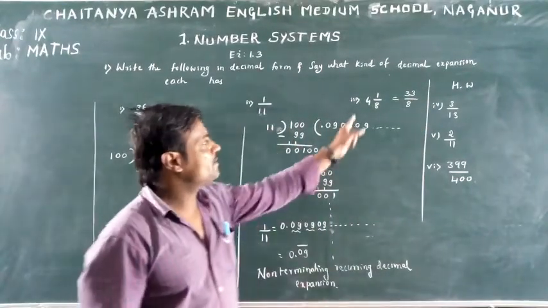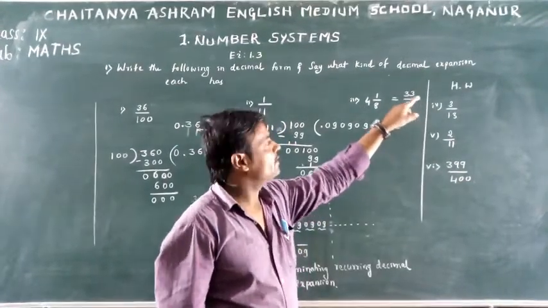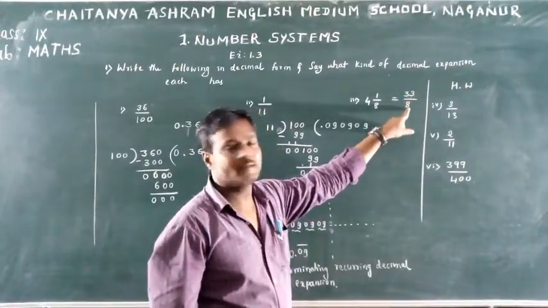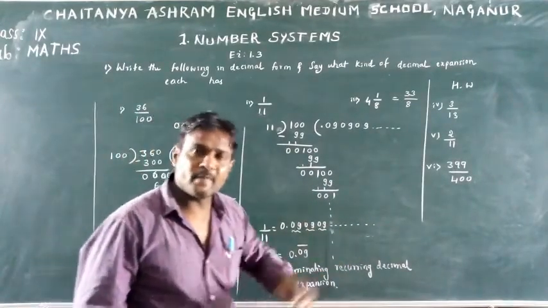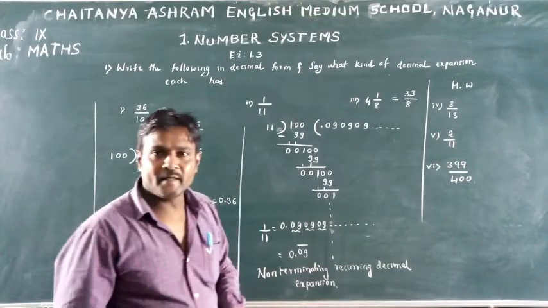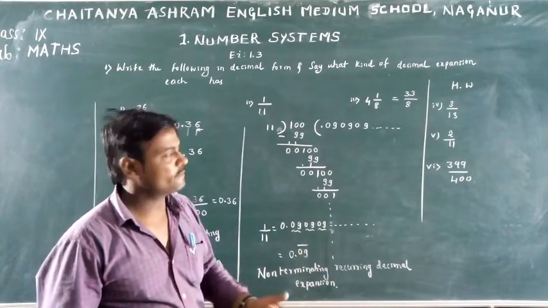Okay, mixed fraction, improper fraction. Clear? Then divide 33 by 8. You will get a decimal expansion, and observe that decimal expansion, right? Whether it is a terminating or non-terminating recurring decimal expansion.